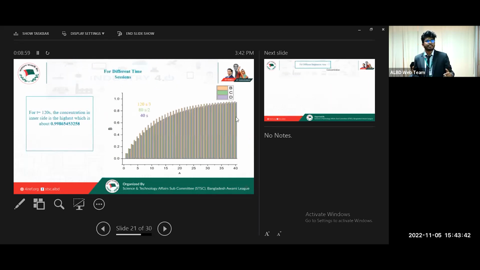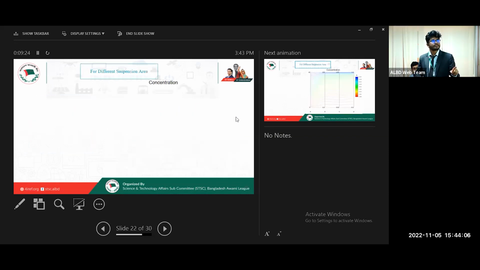For different time sessions, we have taken 40 nanoseconds, 40 seconds, 80 seconds, and 120 seconds. And for 120 seconds, the concentration is the largest among the times. The concentration on the inner side is the highest, about 0.9986. The concentration at 120 seconds is the largest among them.